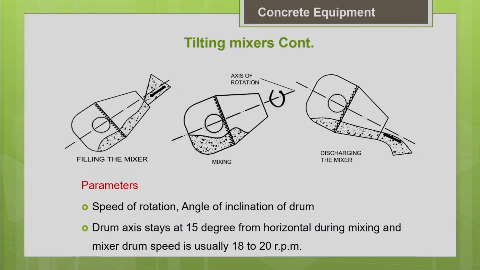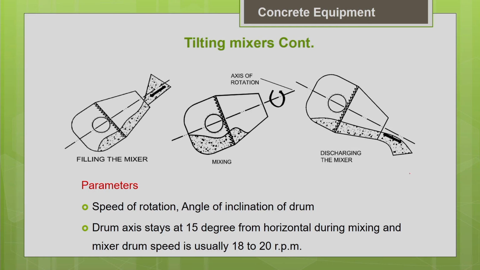This schematic picture shows how the angle of inclination of the drum can be changed from loading position to discharging position. By rotating the wheel, you can change the angle of inclination of the drum.